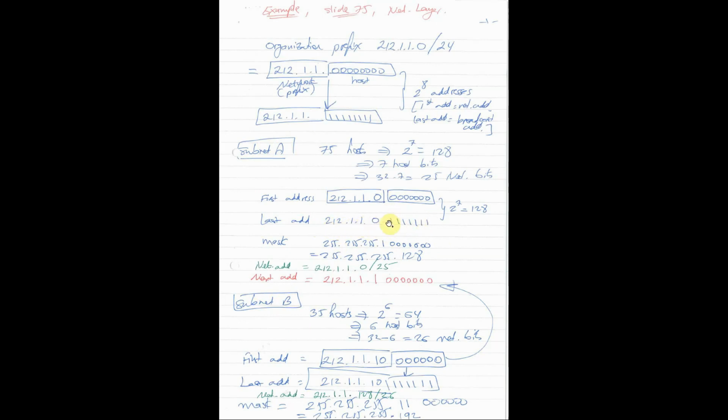If this is the last address, 212.1.1.0.111 and so on, 7 ones preceded by a 0. If we go to the next address, this bit becomes a 1 and these bits become 0. So that's why the next address after subnet A is 212.1.1.1 followed by zeros, which is obviously the first address that we can use for subnet B. Now for subnet B, we do exactly the same thing as what we have done here, knowing that this is the first address.